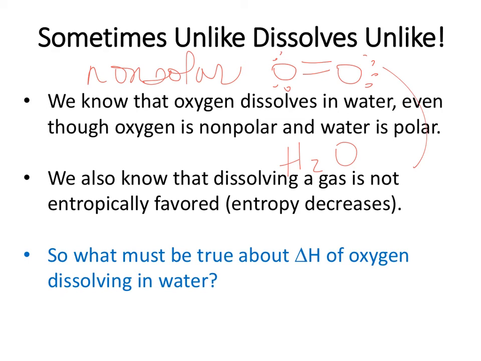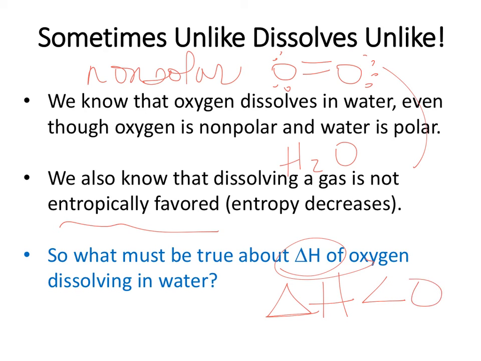All right, so I already told you that the entropy is always unfavorable for a gas dissolving in water. So if the gas does in fact dissolve, like oxygen, what does that say about enthalpy? It says enthalpy has to be favorable, has to be a negative sign. If we know entropy is unfavorable and it happens, enthalpy must be favorable. How is that possible?